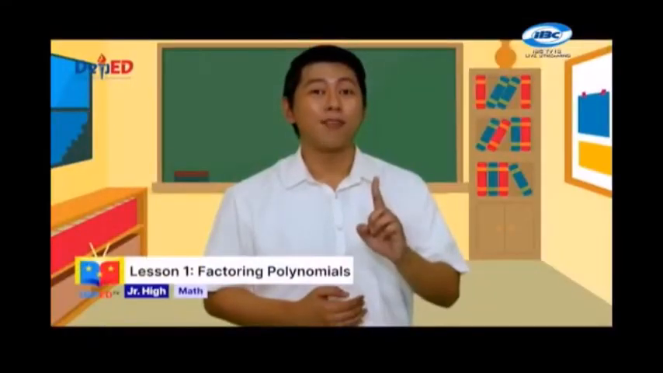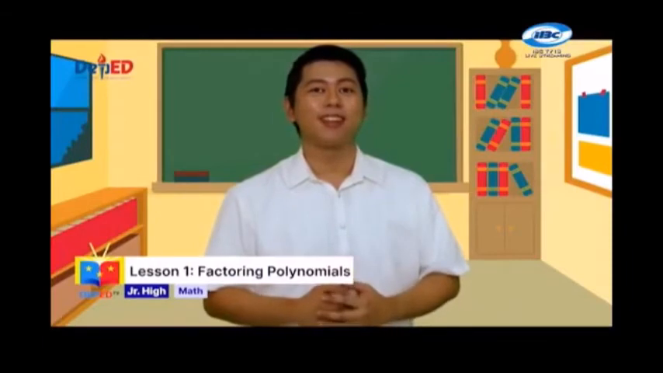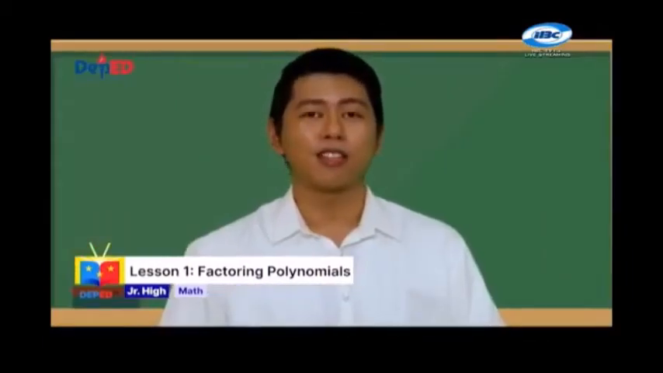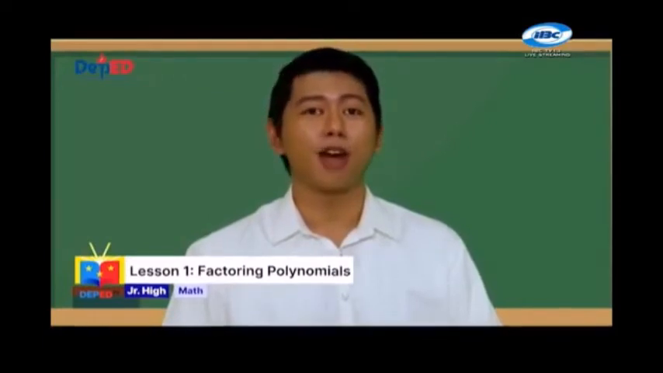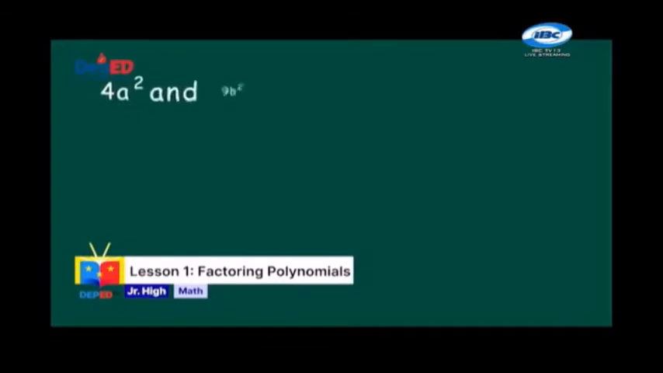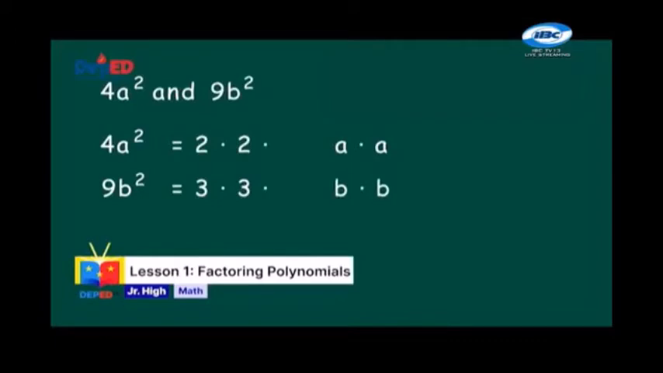That is one method we can use to determine the greatest common factor of polynomials. But there are some cases where it seems that the given pair of monomials do not have a common factor. Observe these monomials, 4a squared and 9b squared. Let us start with the numerical coefficients 4 and 9. 4 can be expressed as the product 2 times 2, and 9 can be expressed as 3 times 3.